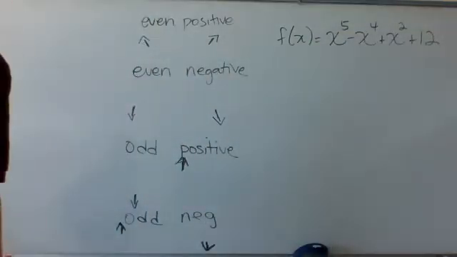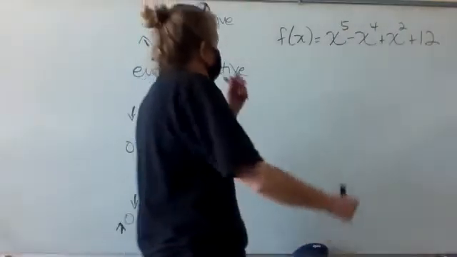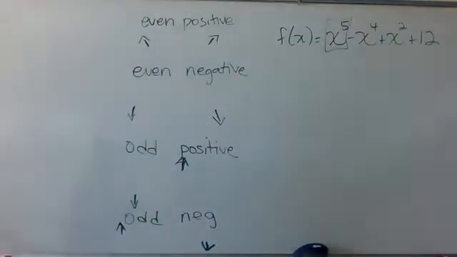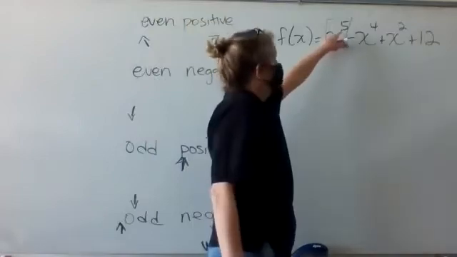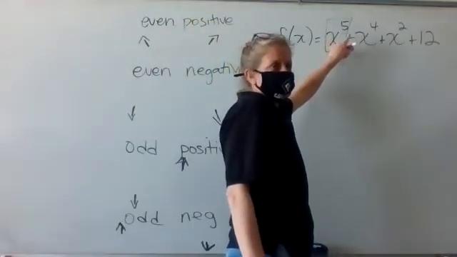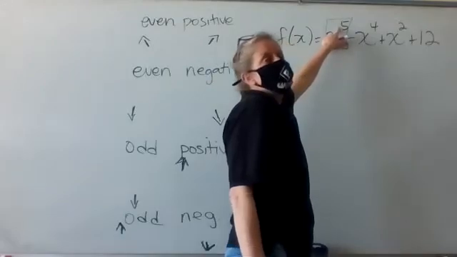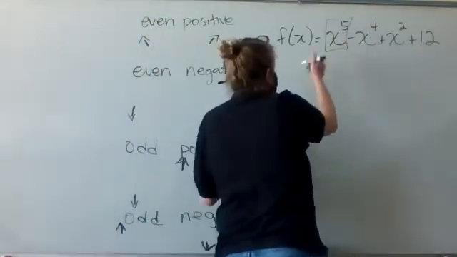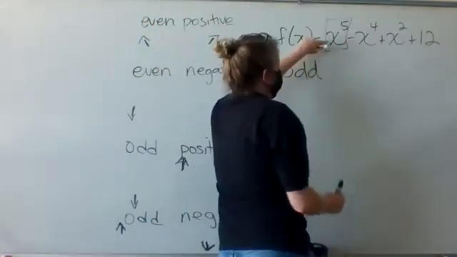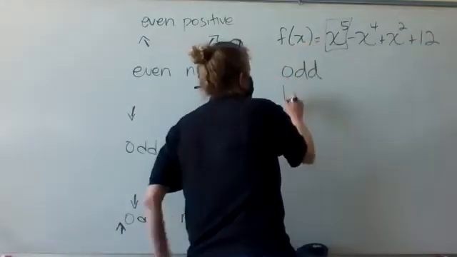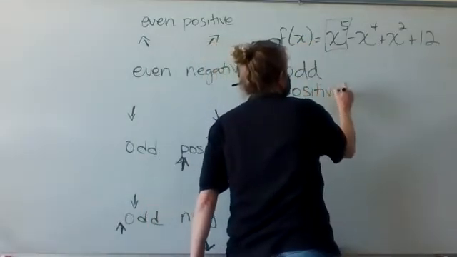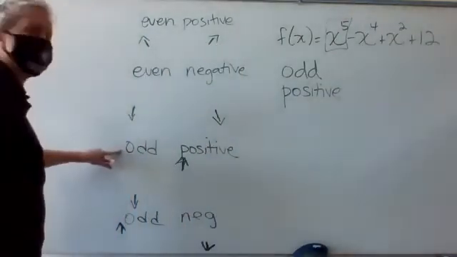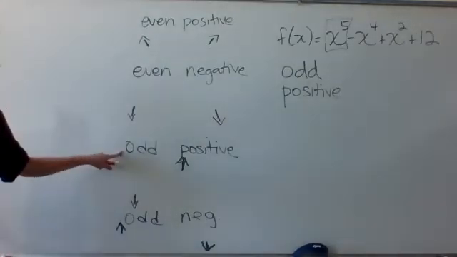Let's do end behavior first. That's always a good one to start off with. So our end behavior, here's my leading term. Is its exponent positive or negative? It's positive. Oh, not the X. Is its exponent even or odd? It's odd. Is the term positive or negative? Positive. So I'm looking for odd and positive. There's my odd, positive end behavior.